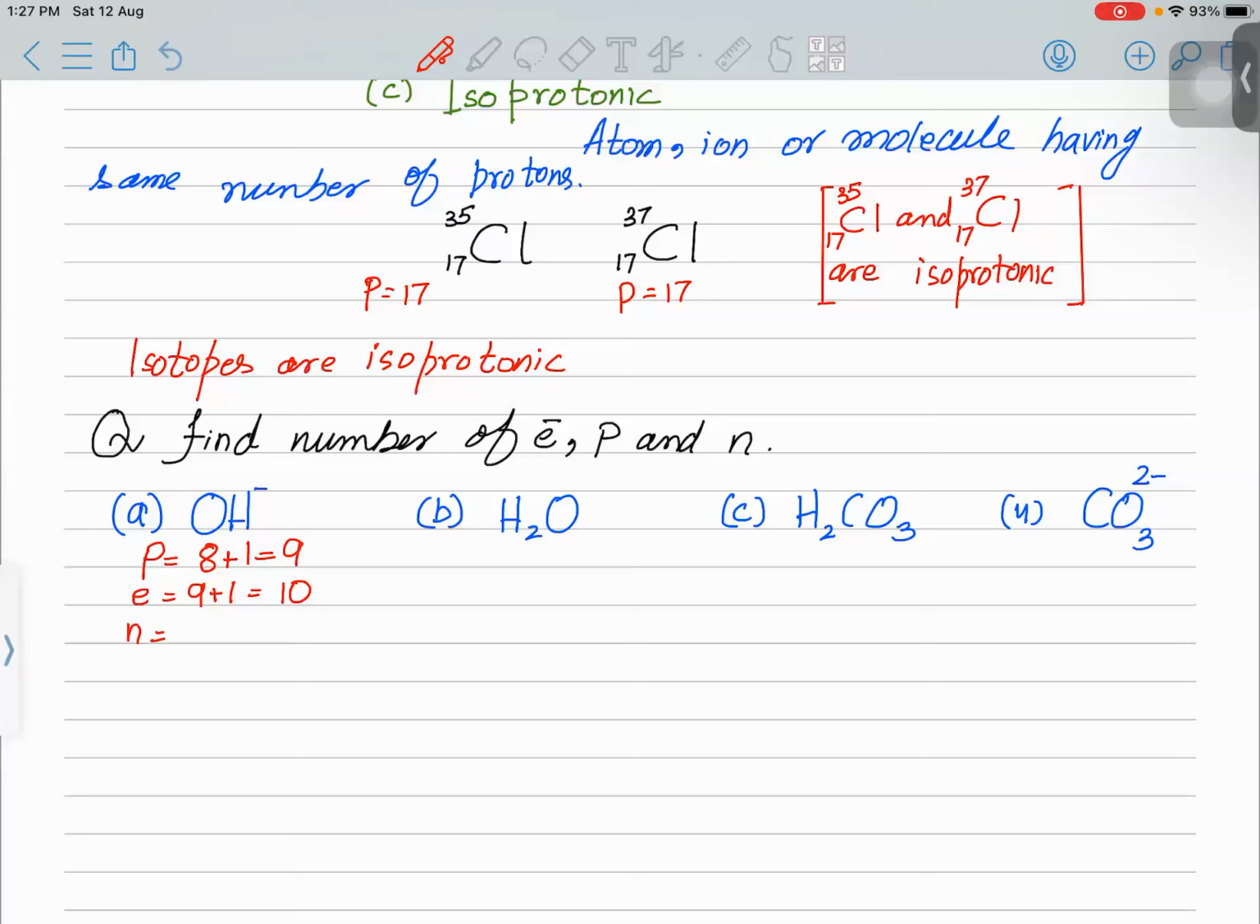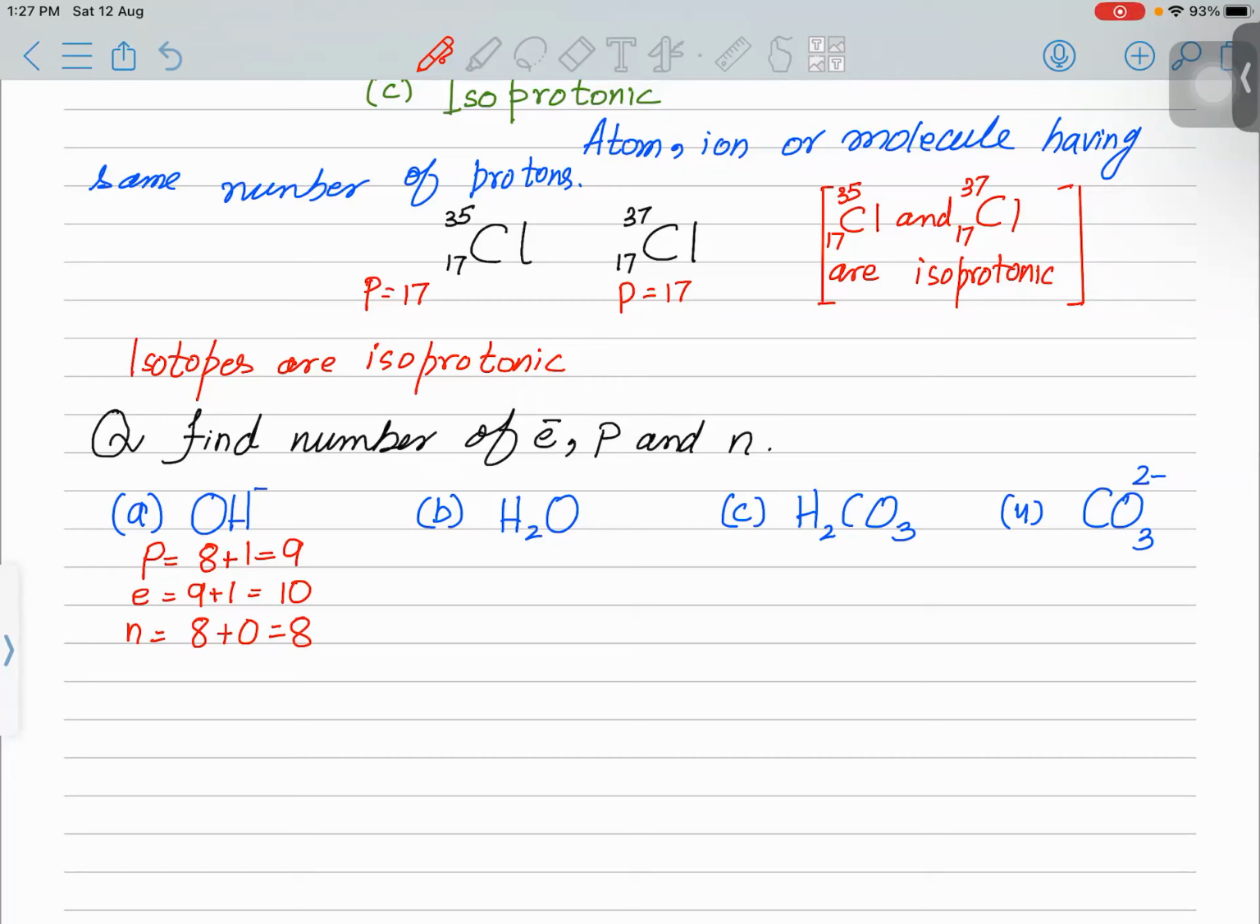Now, neutrons. How many neutrons does oxygen have? 8. And hydrogen? In the standard one, hydrogen does not have any neutrons. Zero neutrons. So it's 8 neutrons. So 9 protons, 10 electrons, 8 neutrons.